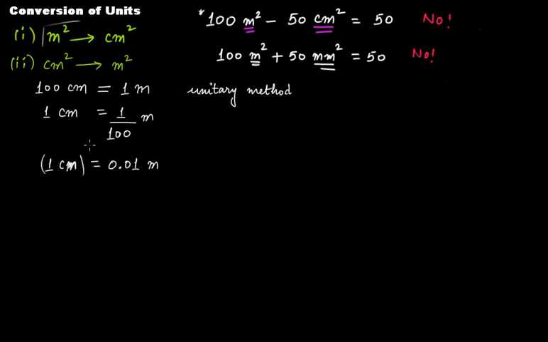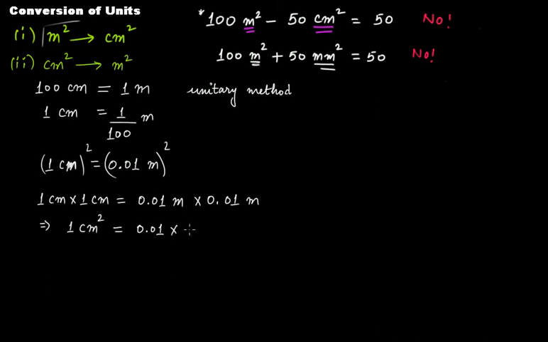So if we square these two, that is 1 centimeter times 1 centimeter is equal to 0.01 meter times 0.01 meter. This becomes 1 centimeter square is equal to 0.01 times 0.01 meter square, right? Now, if you solve this, 1 centimeter square is equal to 0.0001 meter square. So 1 centimeter comes as this much.